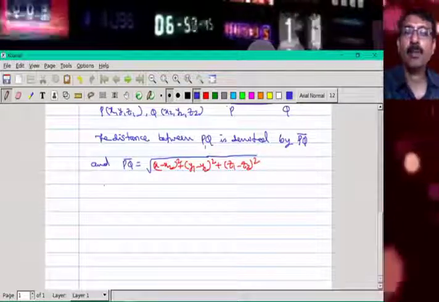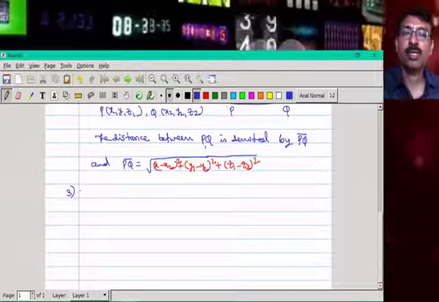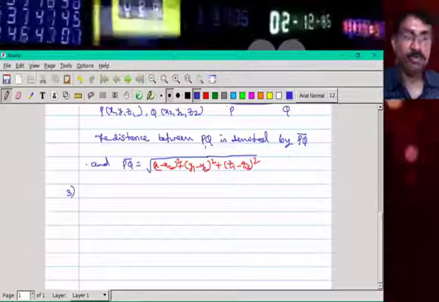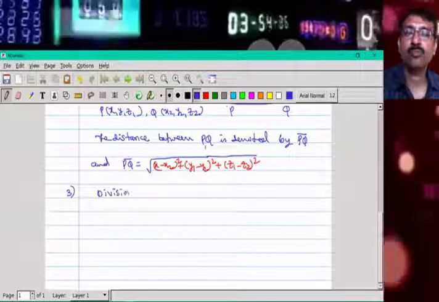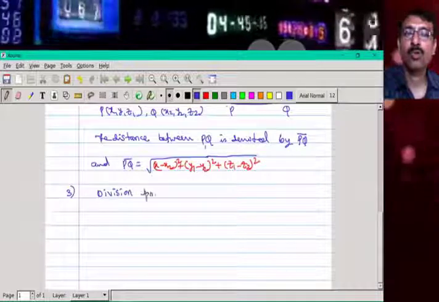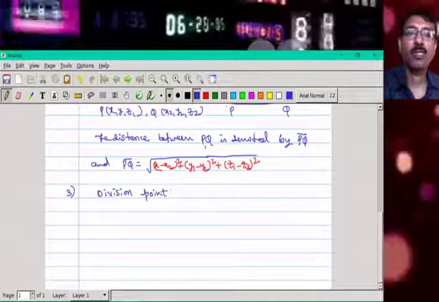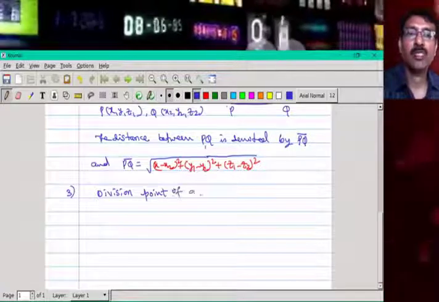Similarly, the third basic point is the division point of a line segment.